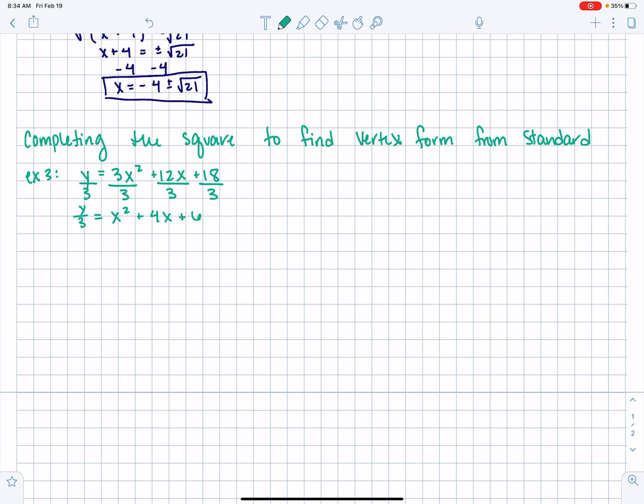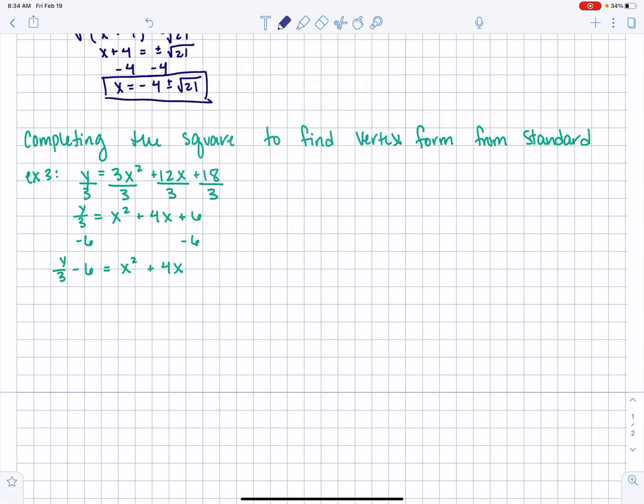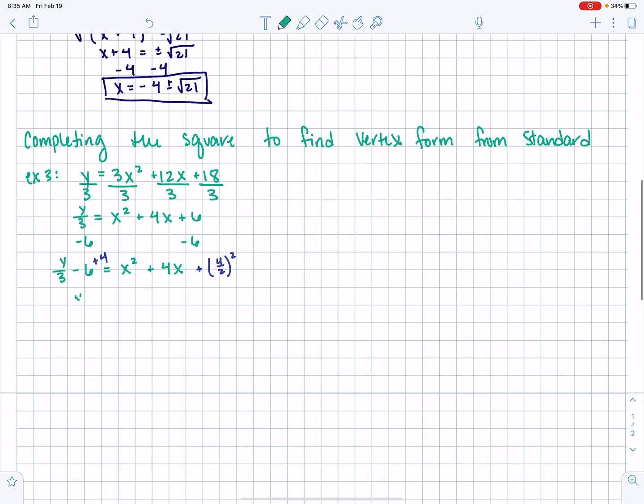The second step is to move c. So we're going to subtract 6 from both sides. You still keep that y over 3, so y over 3 minus 6 is equal to x squared plus 4x, and we have to add that, we'll choose a different color for this, choose this blue. We have to add half of b squared, so this is plus 4 over 2 squared. 4 over 2 is 2 squared, so this is going to be plus 4. All right, so now, and I should have left a bigger space there so that we could have written that in. This turns into y over 3, negative 6 plus 4 is minus 2.